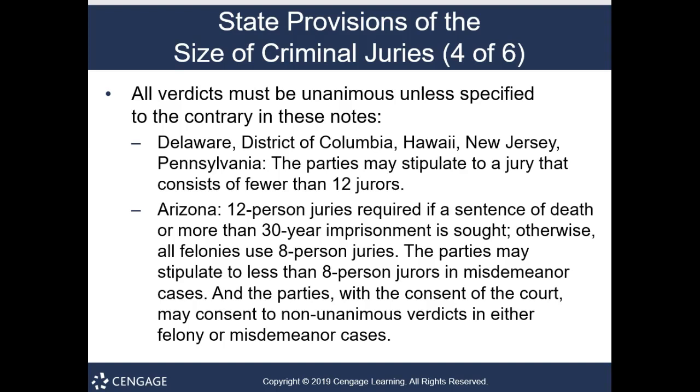Now let's look at unanimity of the jury's decision. All verdicts must be unanimous unless specified to the contrary in these notes. Essentially, in Delaware, District of Columbia, Hawaii, New Jersey, and Pennsylvania, the parties may stipulate to a jury that can consist of fewer than 12. In Arizona, a 12-person jury is required if a sentence of death or more than 30 years imprisonment is sought. Otherwise, all felonies use 8-person juries. Interesting. California, it's 12-person no matter what kind of jury you have.